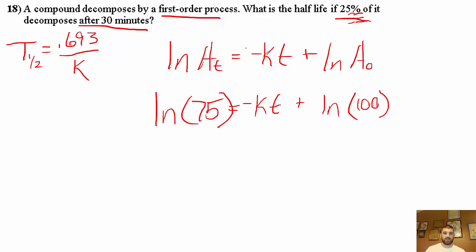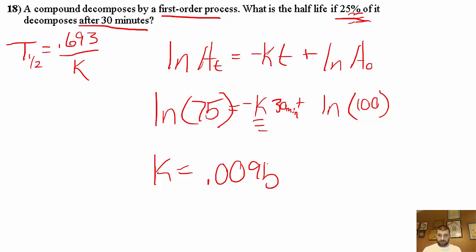So now we know the t is 30 minutes. Now I can solve for k. A little algebra, some TV movie magic got done already. k equals 0.00959. So we're not done yet because it wanted the half-life, right? And we just solved for k. But now we can plug that into here, and I get t1/2 equals 72.3 minutes.